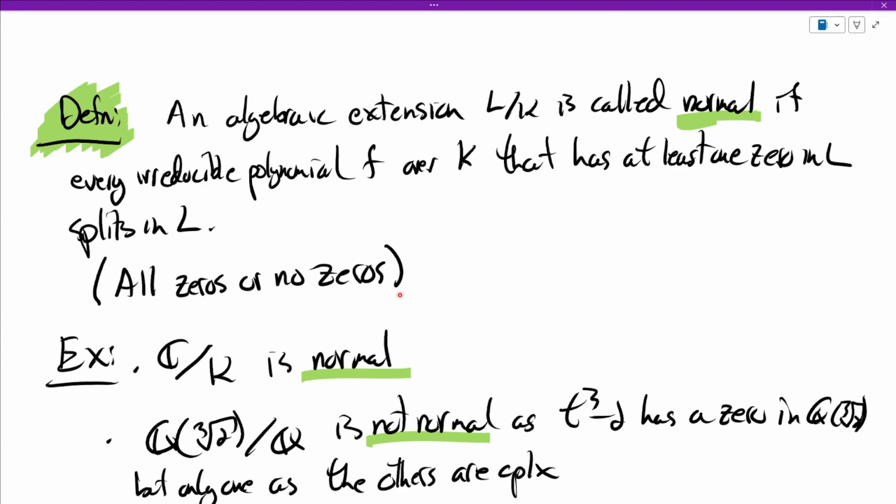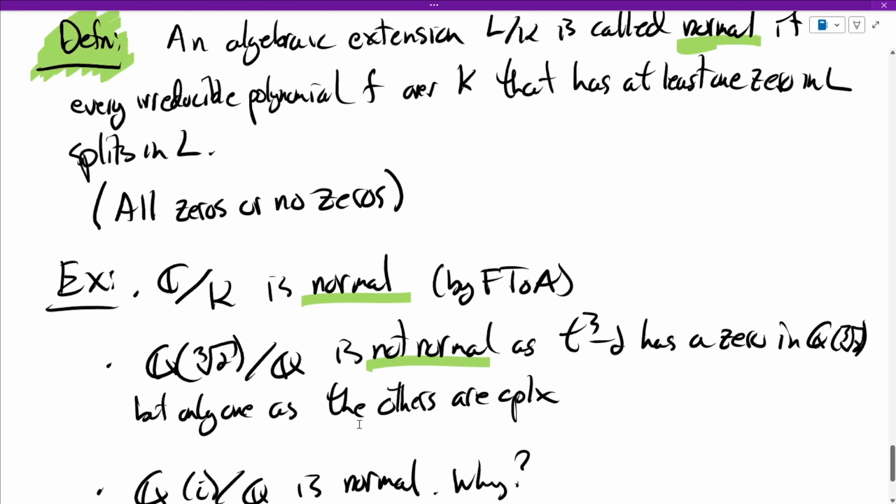The simplest example of a normal extension is just if K is a subfield of C, just take C over K. That's normal. Why? Well, C has zeros of everything, right? So whatever irreducible polynomial you have, the zeros are already going to be in C by the fundamental theorem of algebra. So that's easy.